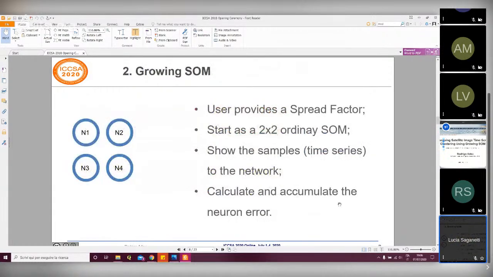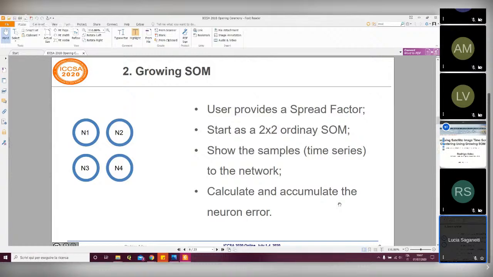We are proposing an alternative to SOM that is called the growing SOM. This is an algorithm proposed a long time ago, but we are changing it to fit this data set and this approach to time series. So I will explain to you how this growing SOM works. It starts like a traditional SOM. The user needs to provide a spread factor that is a number between 0 and 1. And it's a neutral factor, so it's not related to the data itself. It's just how much the network will grow.